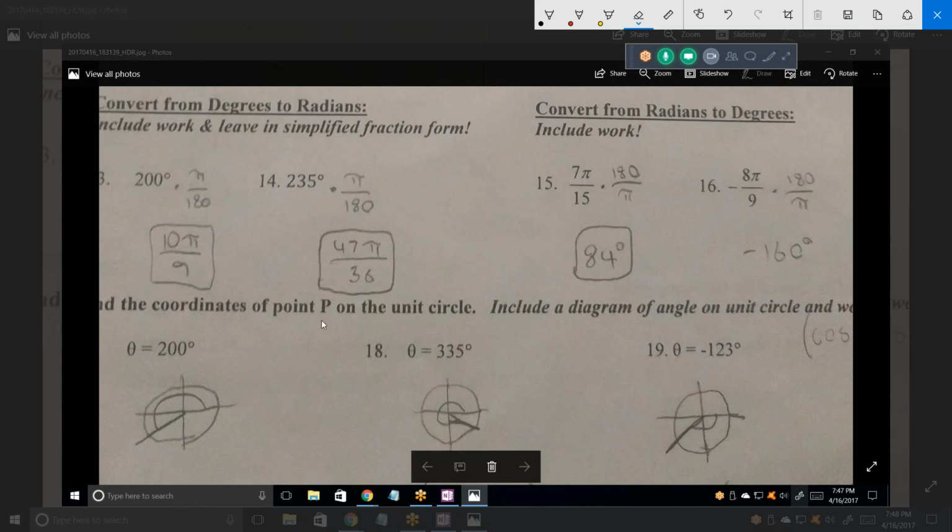Coordinates of the point P on the unit circle. Wow, really?